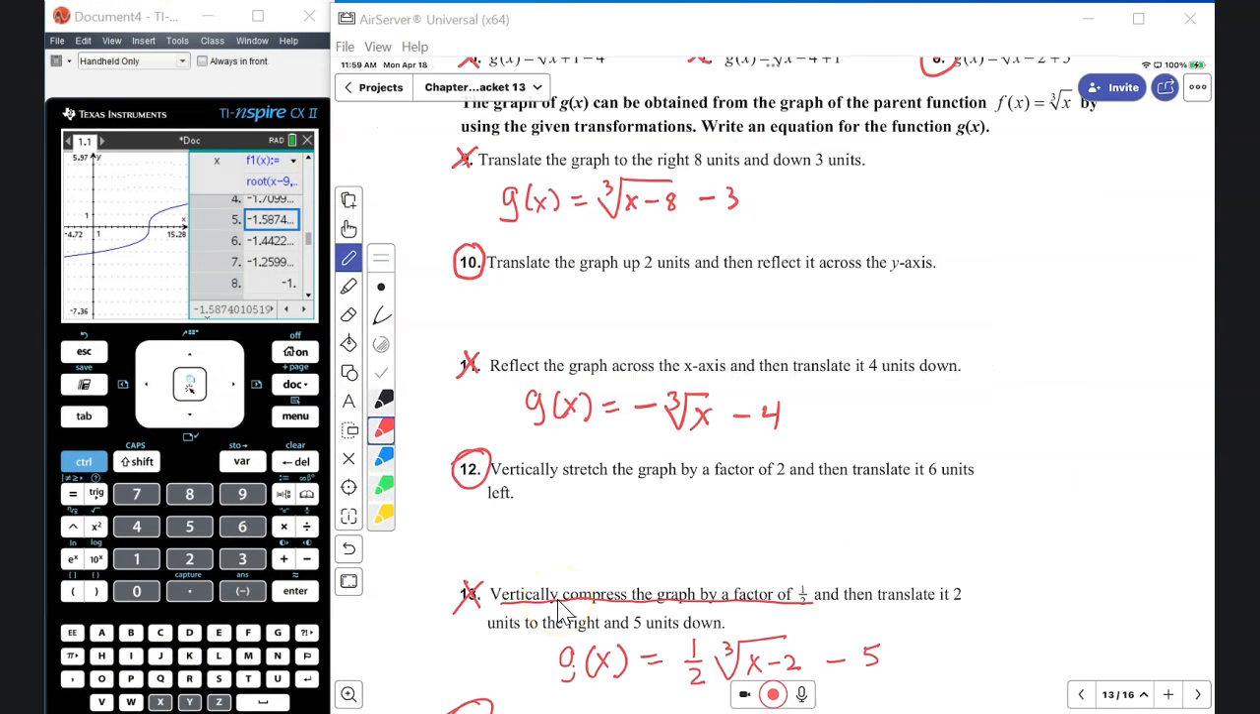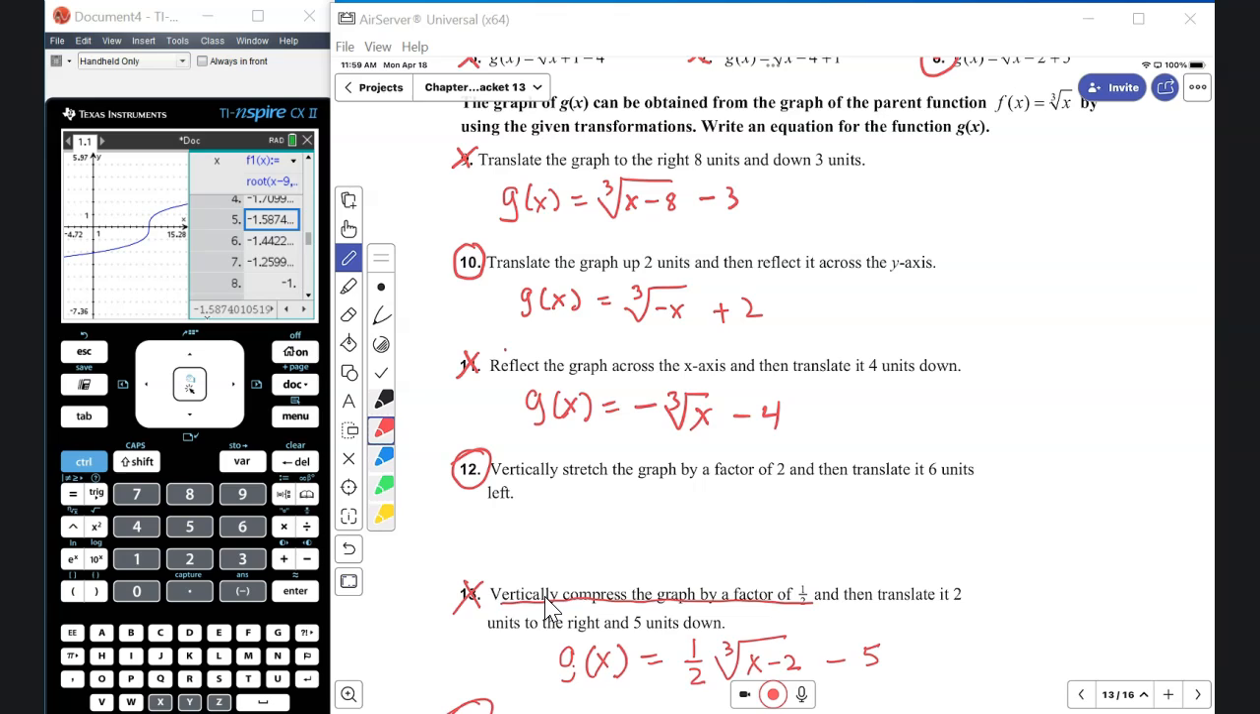The graph of g of x can be obtained from the graph of the parent function using the given transformations. Write an equation. For number 10, translate the graph 2 units up and reflect over the y-axis. So we have g of x equals the cube root of negative x plus 2.